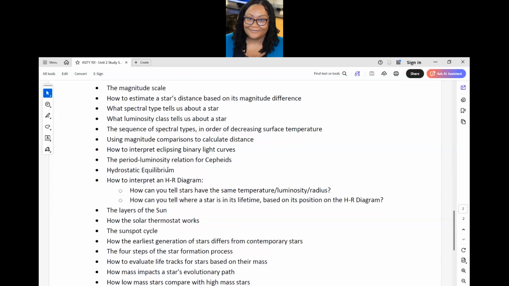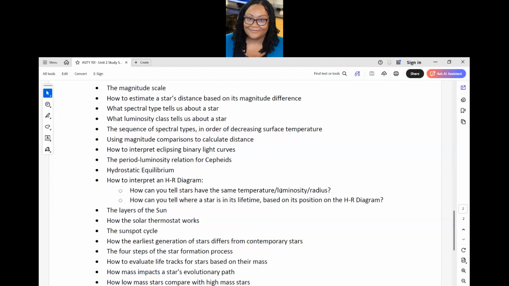And hydrostatic equilibrium has to do with the balance between pressure and gravity for any star, and the balance between the energy it can generate in its core and the rate at which it can actually radiate that energy off of its surface. How to interpret an HR diagram, really Labs 6, 7, 8 all cover parts of this. But remember, we have a few ways that we can tell which stars have the same temperature, which stars have the same luminosity, which ones have the same radius.